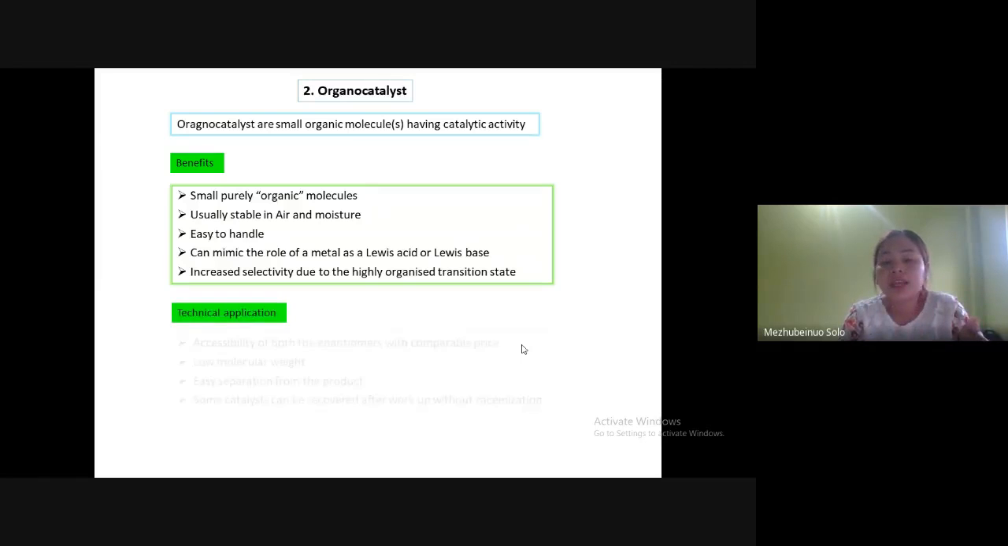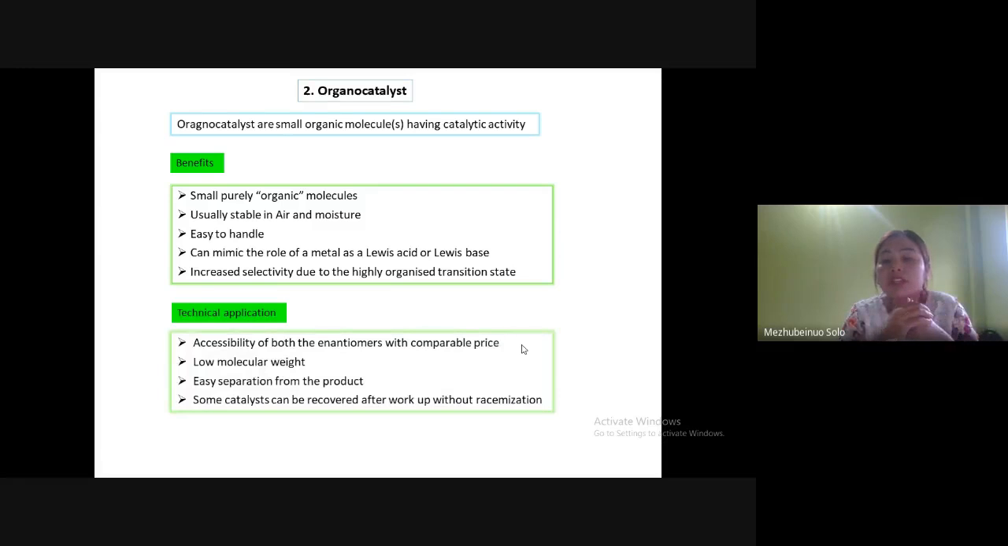states. And the technical advantages of these organocatalysts are accessibility to both the enantiomers with comparable price, low molecular weight, easy separation from the product, and some catalysts can be recovered after workup without racemization.